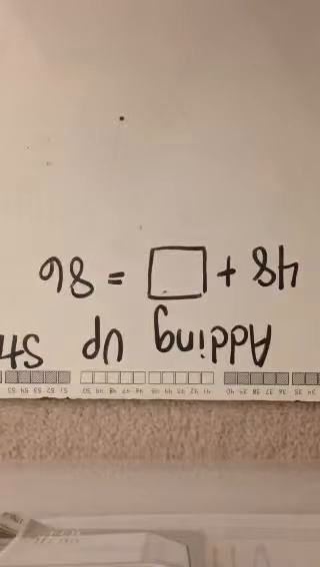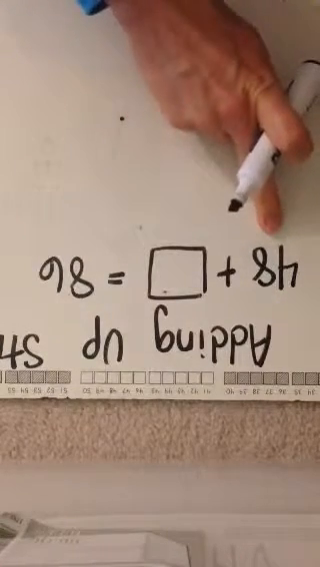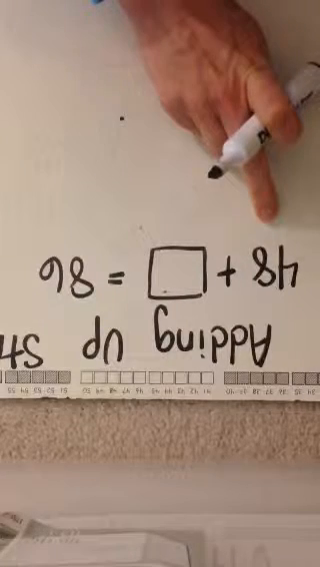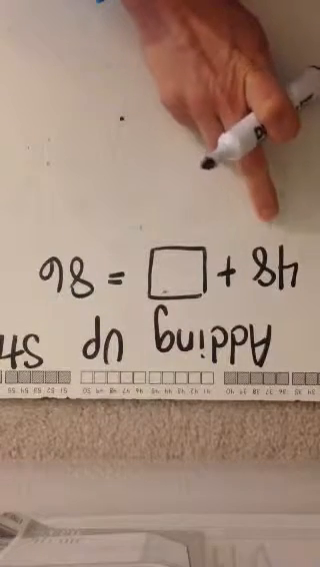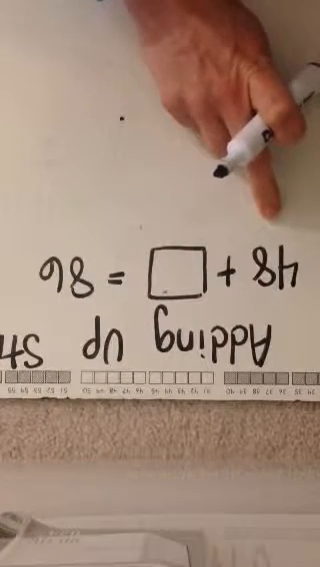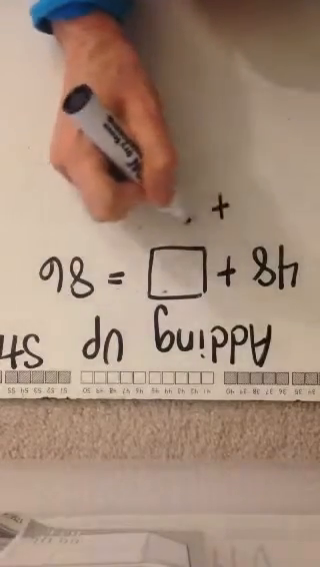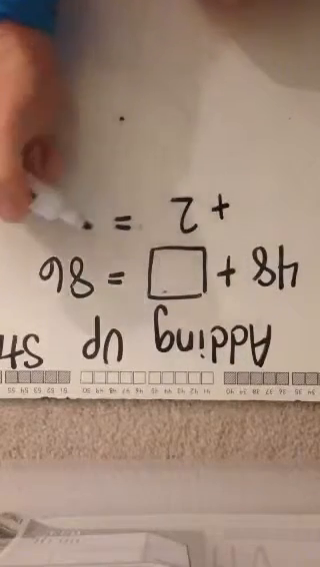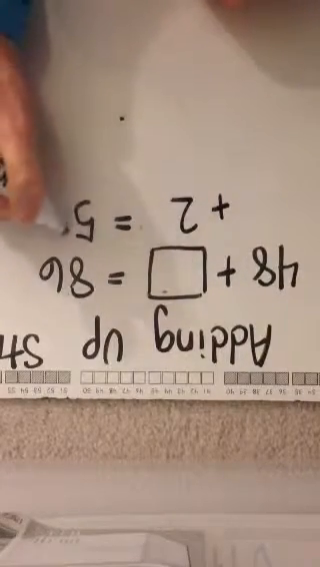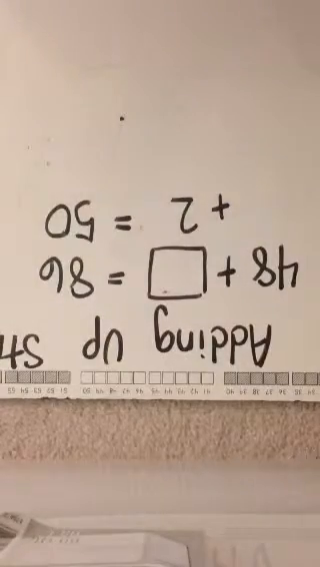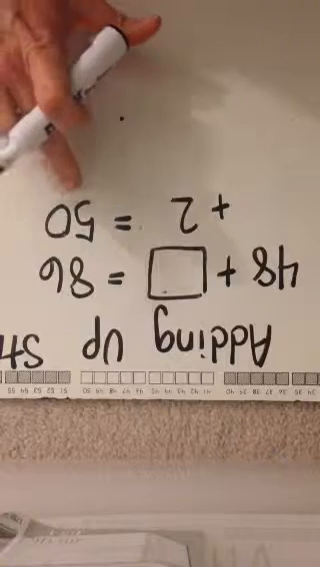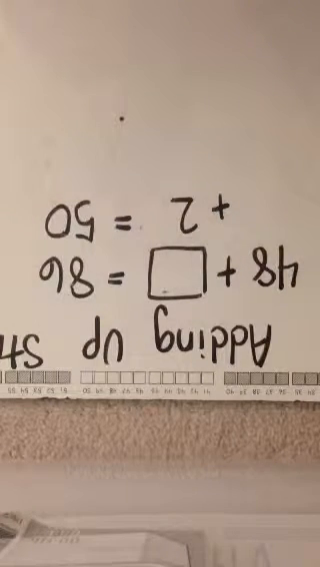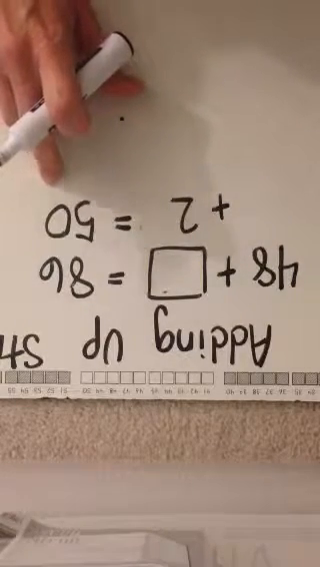Now, the easiest way to do this is to turn this into a new 10. You should know your tens. You should know that 8 plus 2 equals 10. So I know that if I add 2, it's going to equal 50. Remember, our goal is to get to 86. From this point, I am going to add by tens. We're not going to add by ones. We don't need to do that. We can add by tens.